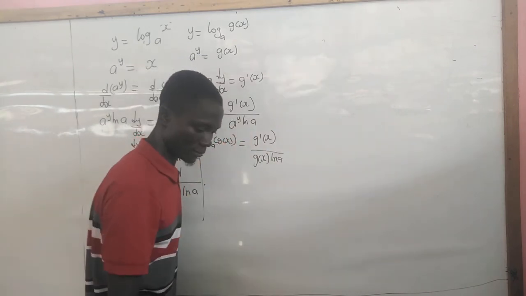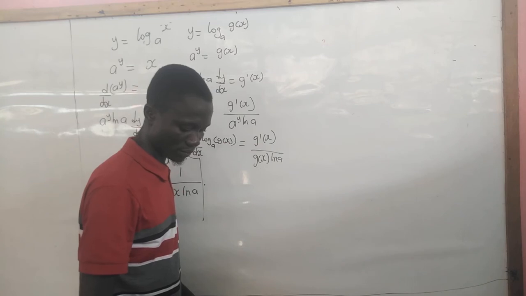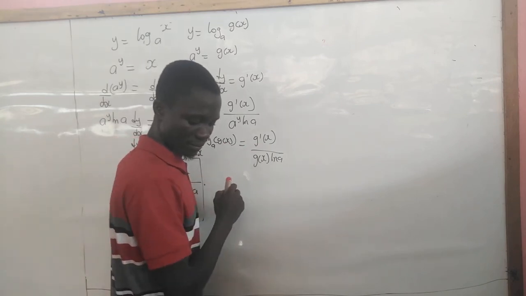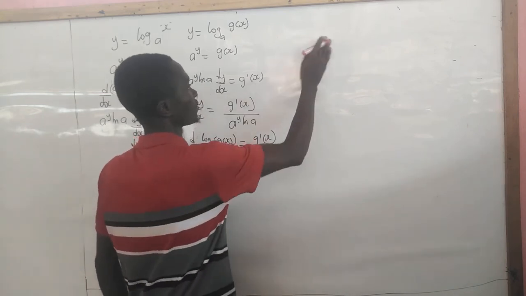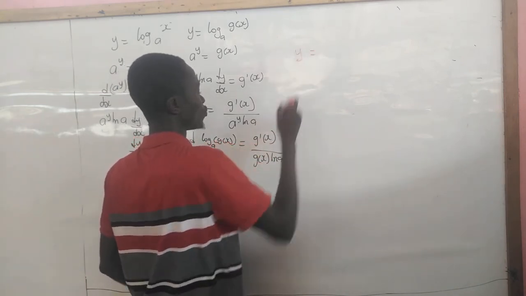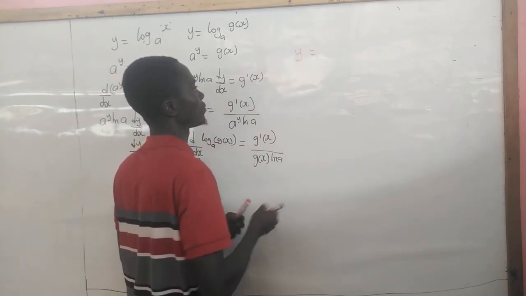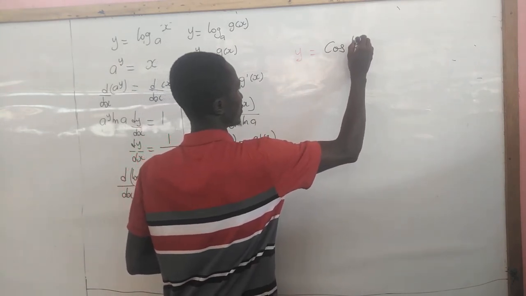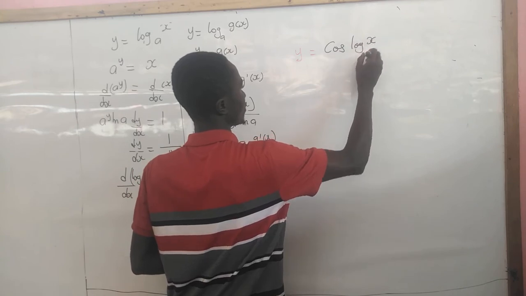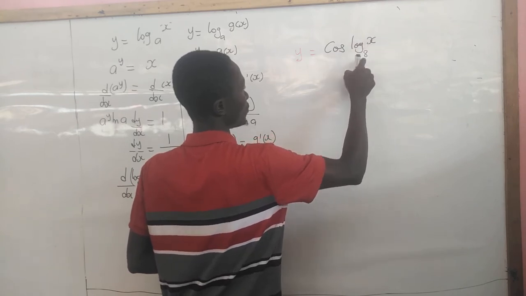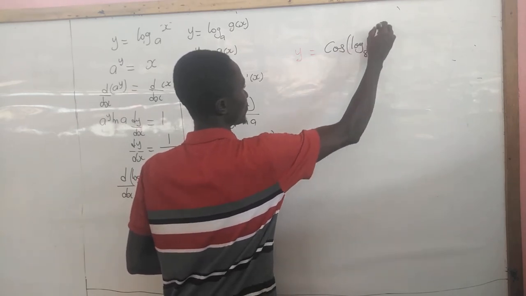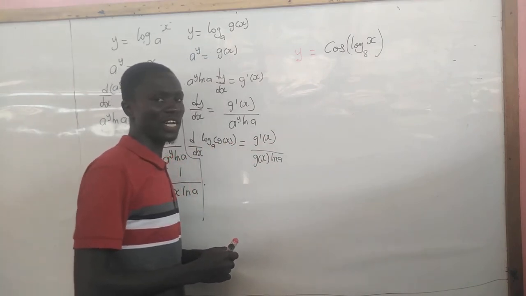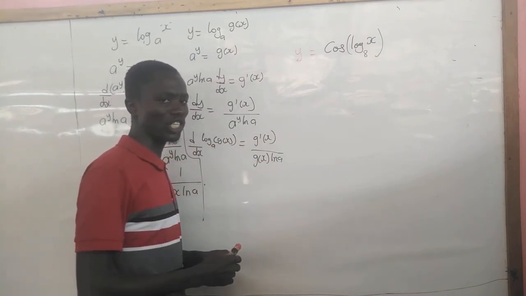Now, let's take the next example. Here we are going to consider a very difficult one. Y equal to cosine log x base 8. Sorry, base 8, not to the power 8. So this is a function of a function. So we are going to use the composite function or the chain rule.